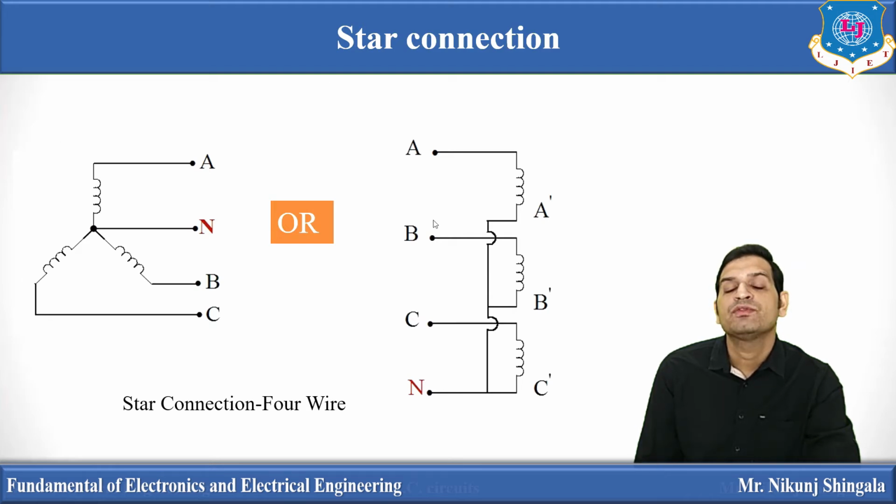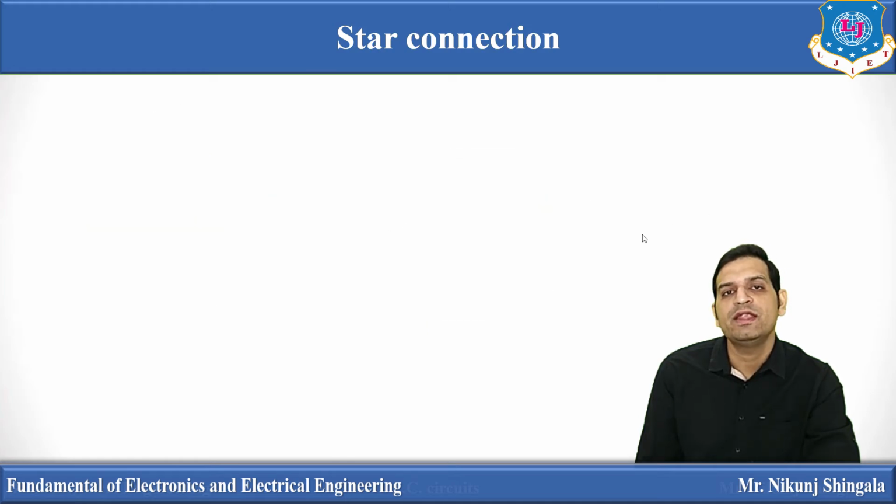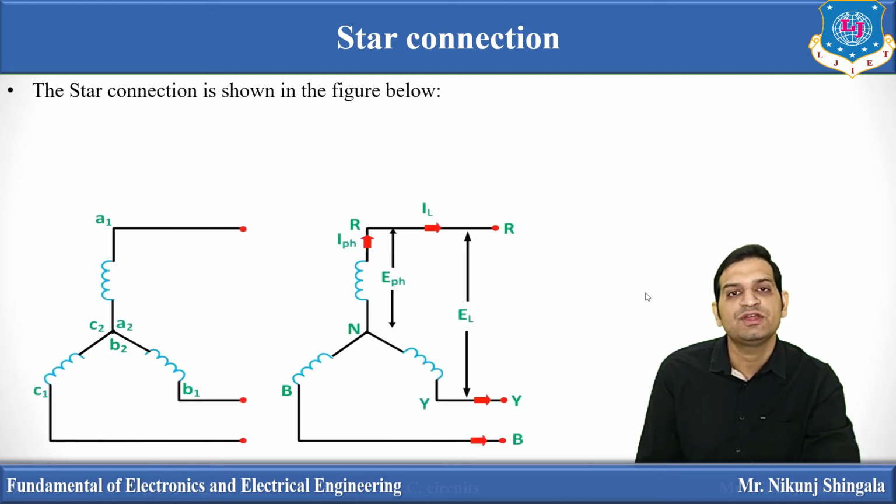So this is how three windings are connected, and this connection is known as a star connection. Now moving towards certain definitions related to the star or delta connection. So here again a star connection is taken. Three windings are there, A1, A2, B1, B2 and C1, C2. R, Y, B are the phases.